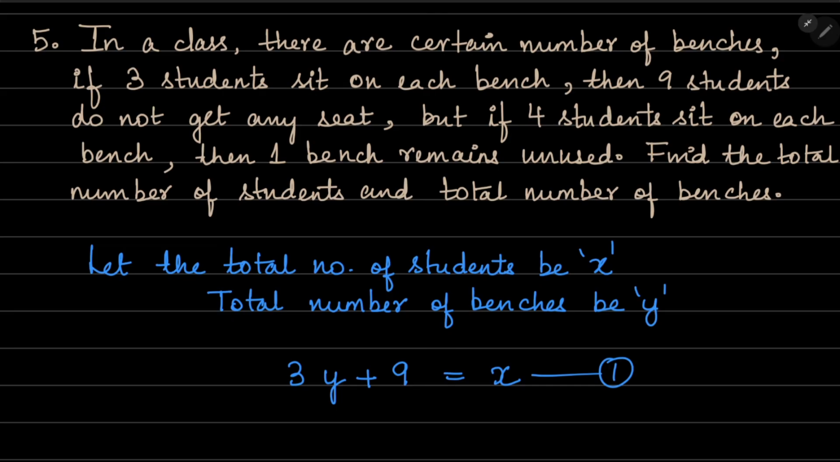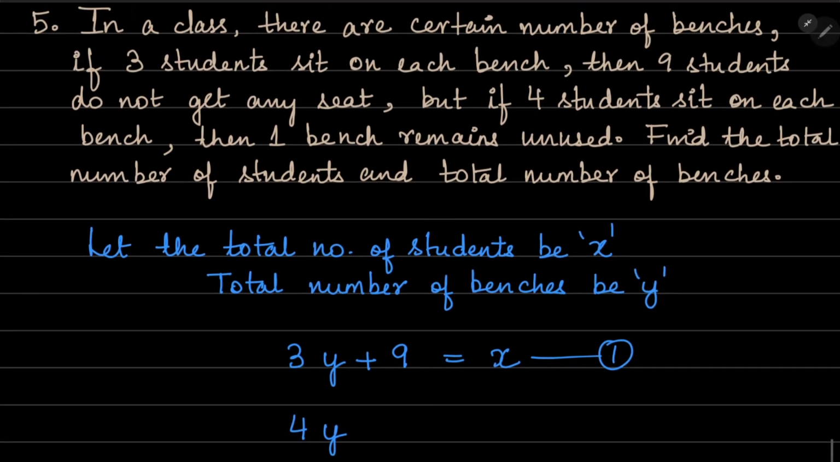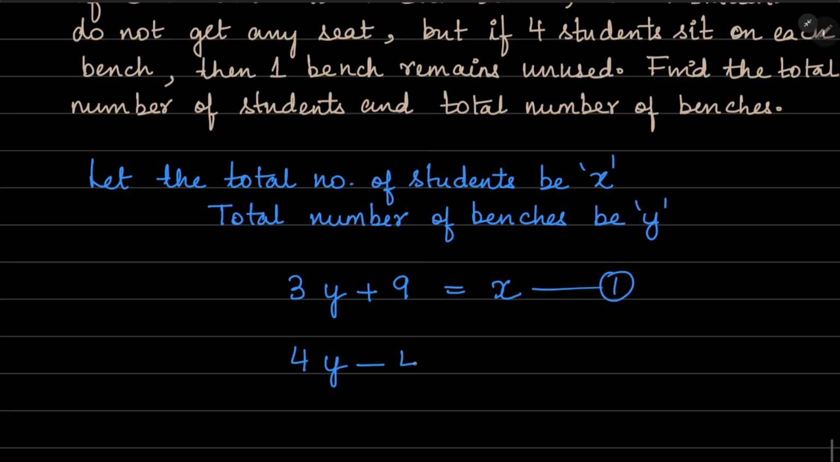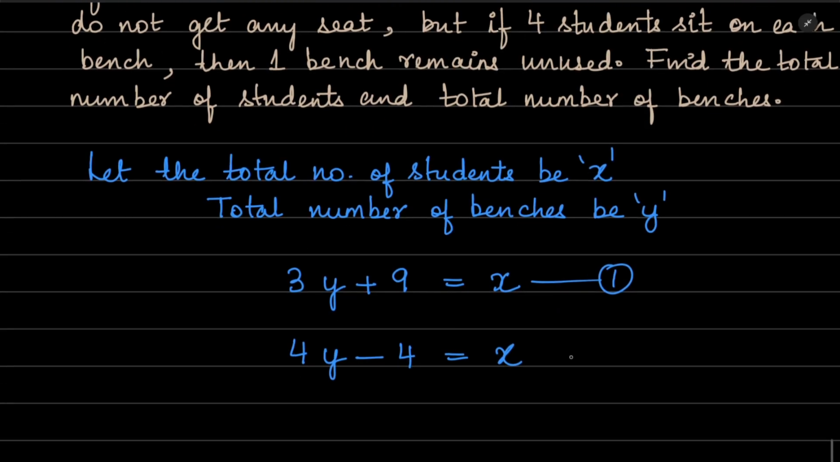What is the second equation? If 4 students sit on a bench, how many students will be there? If in each bench 4 students sit and there are y benches, it will be 4y. Then one bench remains unused, that means minus 4, will be equal to x. Every bench we are just assuming an equal number of students sitting. So totally there are y benches and 4 students sit on each bench, which means 4y minus 4. That means one bench is left unused, which will be equal to the total number of students, which is x. So this is equation 2.